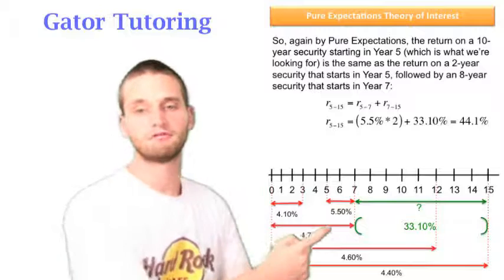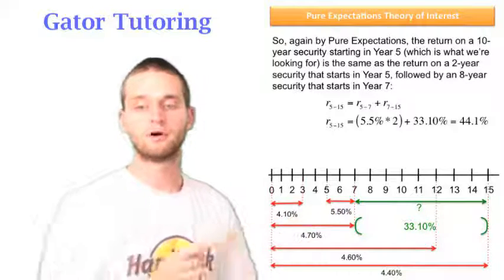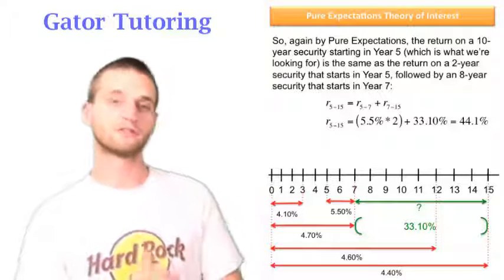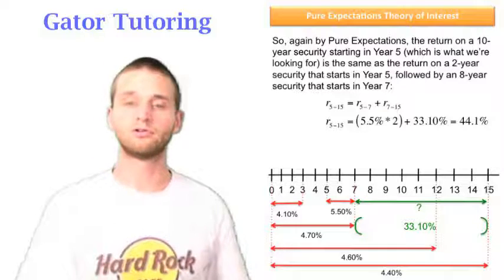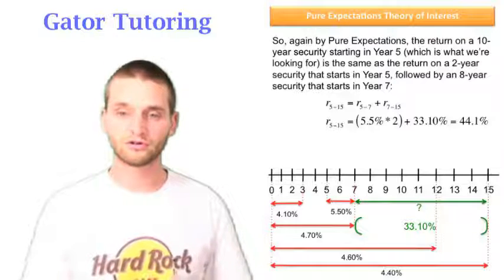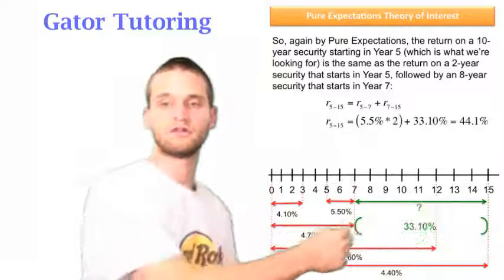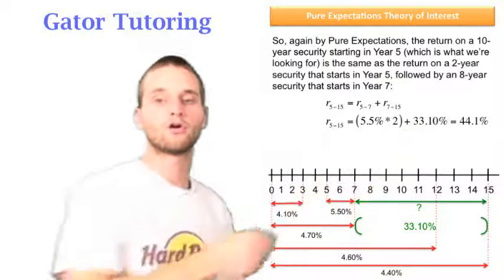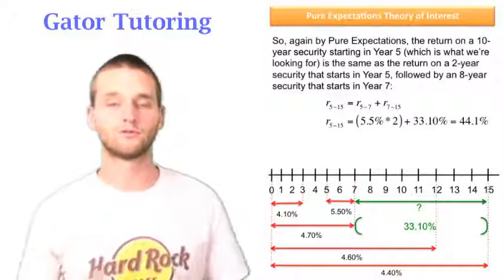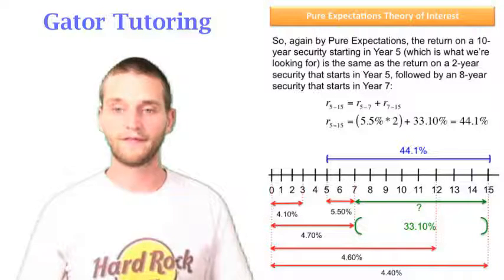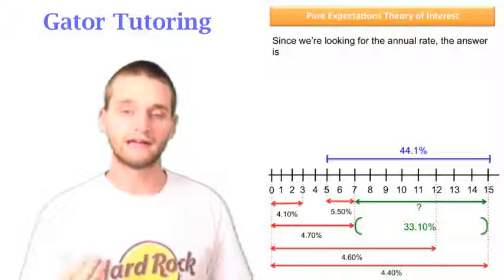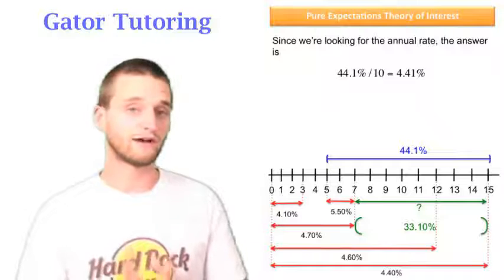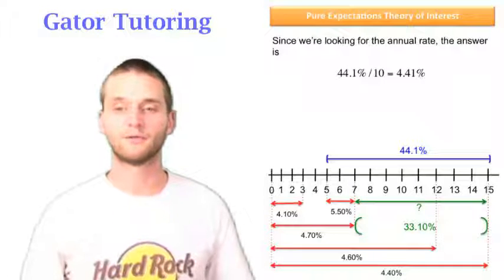The return from 5 to 7, remember this 5.5% was earned in both years, so it's the 5.5% earned over the 6th year from 5 to 6 and earned over the 7th year from 6 to 7. So it's 2 times the 5.5% plus the total return earned from 7 to 15, which is this 33.10%. That gives us a total return from 5 to 15 equal to 44.1%. And that's this area right here. Since we're looking for the annual rate, we take this 44.1% earned over 10 years and divide it by 10. That gives us an annual rate of 4.41%.